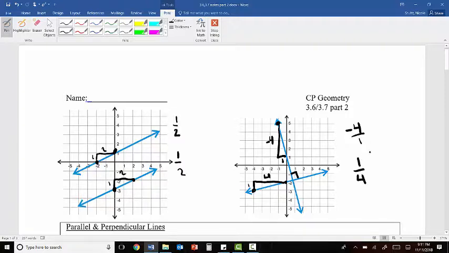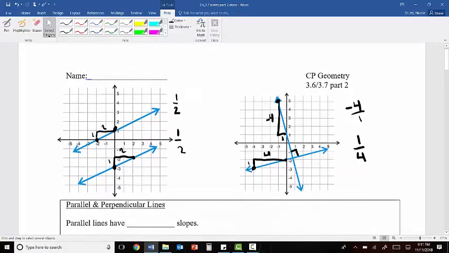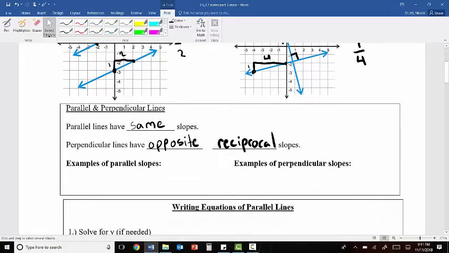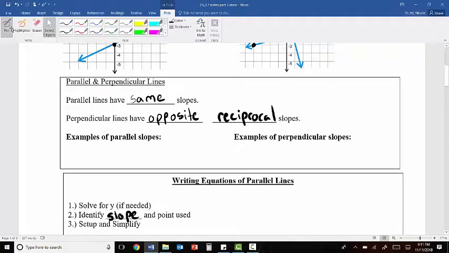So they do have a relationship between their slopes. They're definitely not the same. In fact, they are flipped and they have opposite signs. So if one's negative, the other's positive. So that's kind of the rule we have to memorize, and hopefully we remember a little of this from algebra. So parallel lines will always have identical slopes. Perpendicular lines, however, have opposite signs. So one will always be negative, one will be positive, and they need to be reciprocated or flipped.